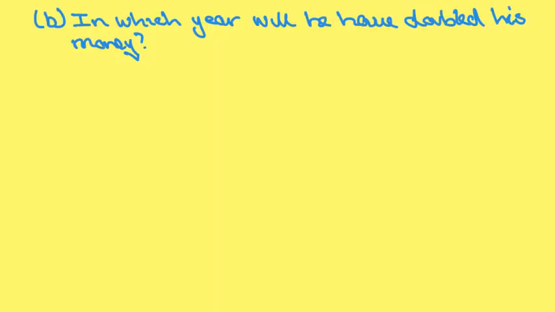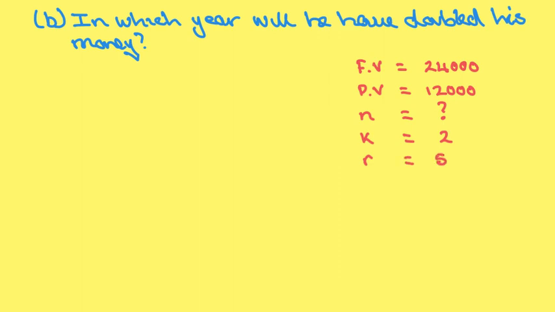Part B. In which year will he have doubled his money? Well, to double his money, the future value must now be equal to 24,000. That's 2 times 12. So the present value is 12,000. n, well, we don't know that. That's what we want to find. Well, it's compounding every 6 months, that's 2. We know that the interest rate is still 5.2.